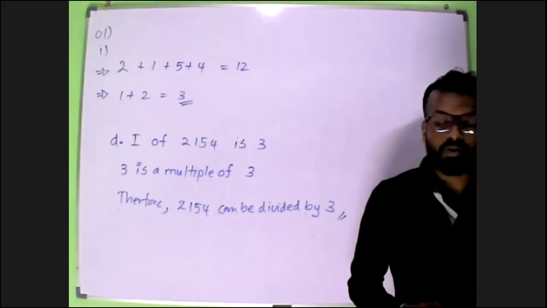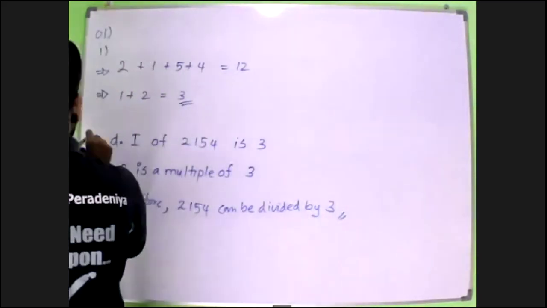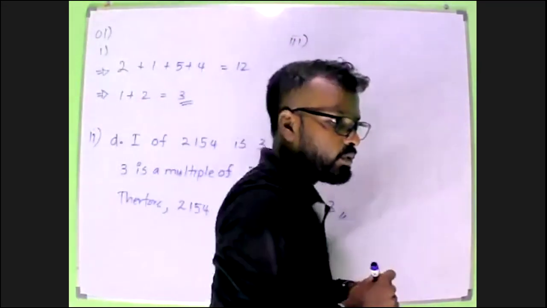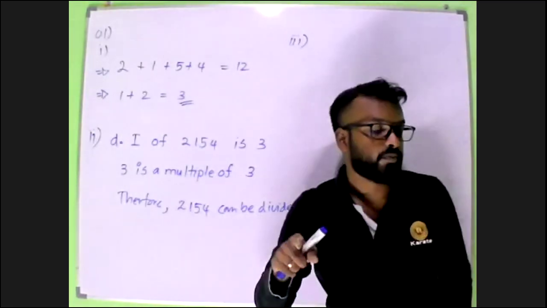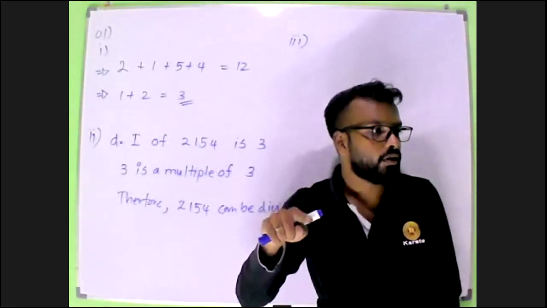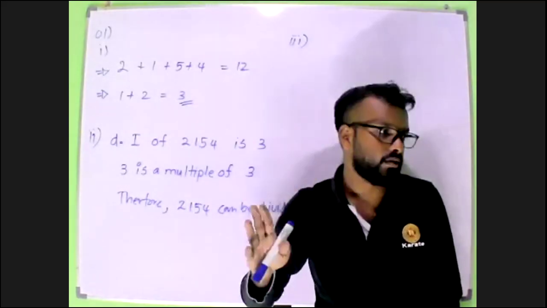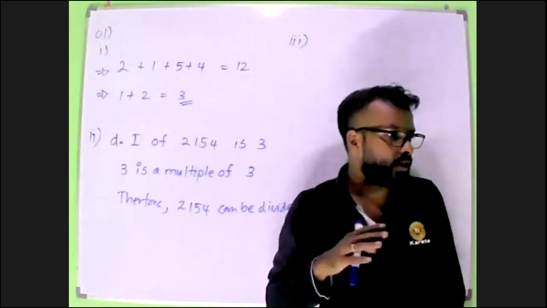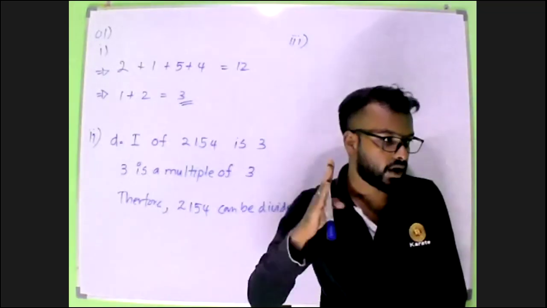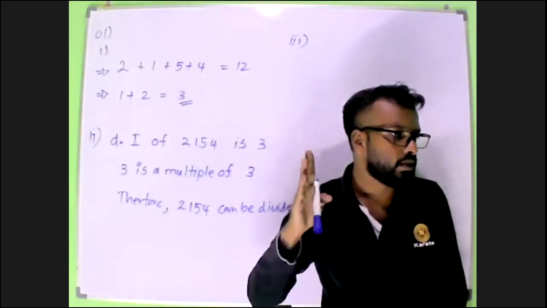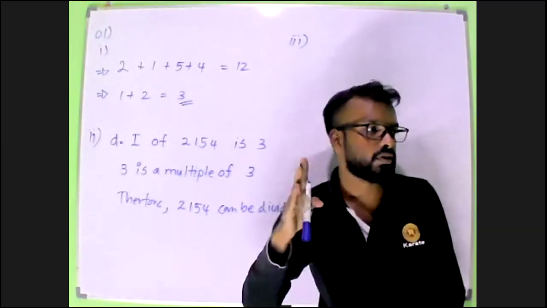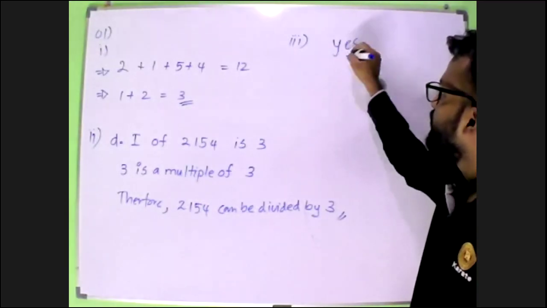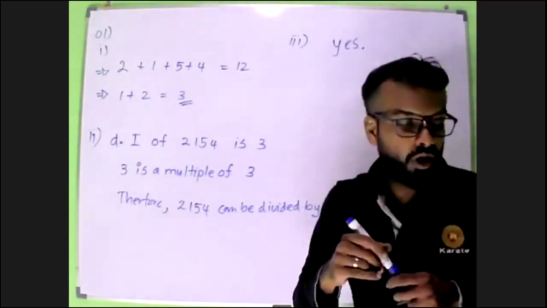So this is the second one. Third one, it is asking, is 2154 divisible by 6? And you have to explain. So you have to give yes or no, then you have to explain as well. So third one, is 2154 divisible by 6? Yes, 2154 can be divisible by 6. The answer is yes. So you have to give the reason as well.